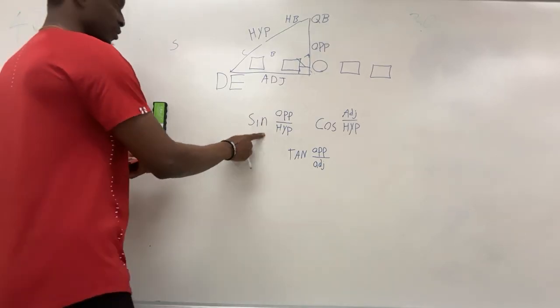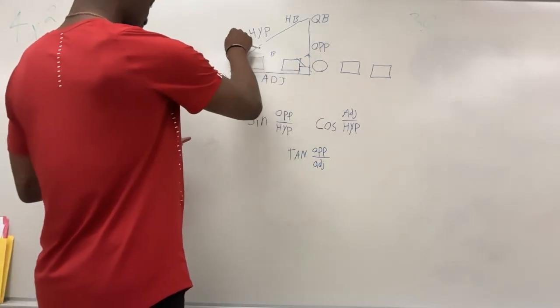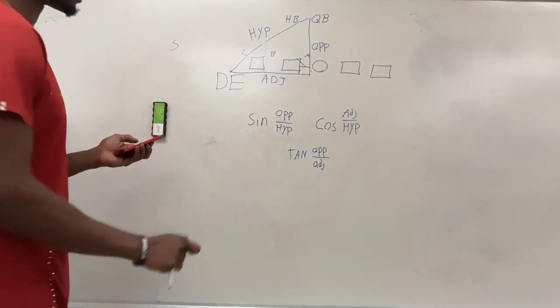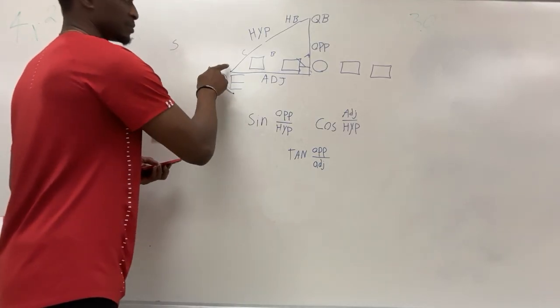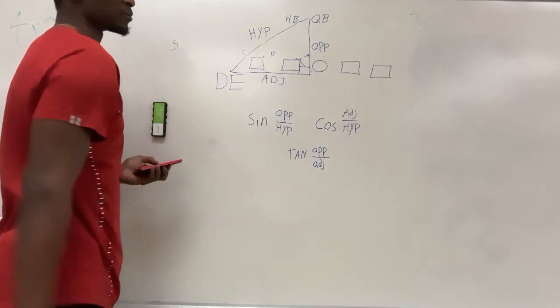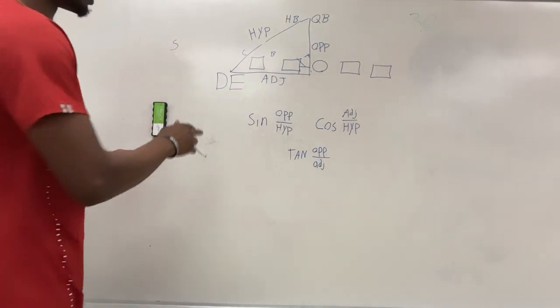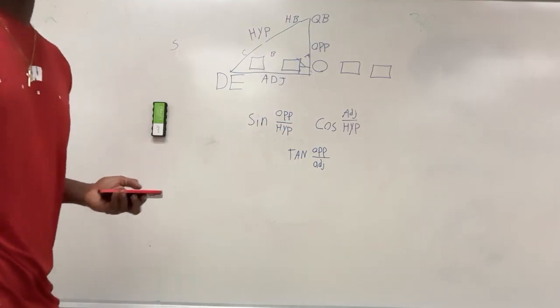Sine, we're going from opposite to hypotenuse. This is saying, what is my direct pursuit? I've got a straight line beaming right to the quarterback and running back. That's my direct pursuit. This is you following your hypotenuse.